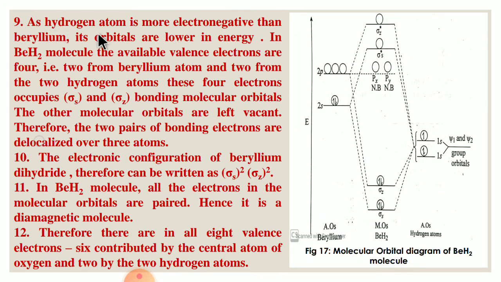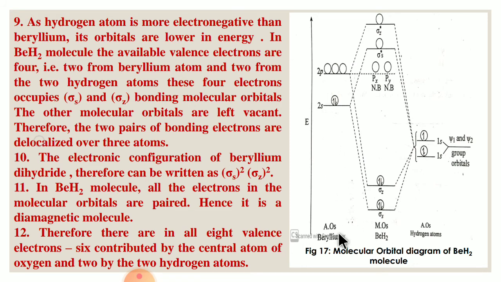Next point, as the hydrogen atom is more electronegative than beryllium, its orbitals are lower in energy. This point we can explain with the help of this diagram. This is the molecular orbital diagram of the BeH2 molecule. According to this point, these are the atomic orbitals of the hydrogen atom as shown on my right hand side of this diagram, and the atomic orbitals of beryllium are shown on my left hand side of this diagram.